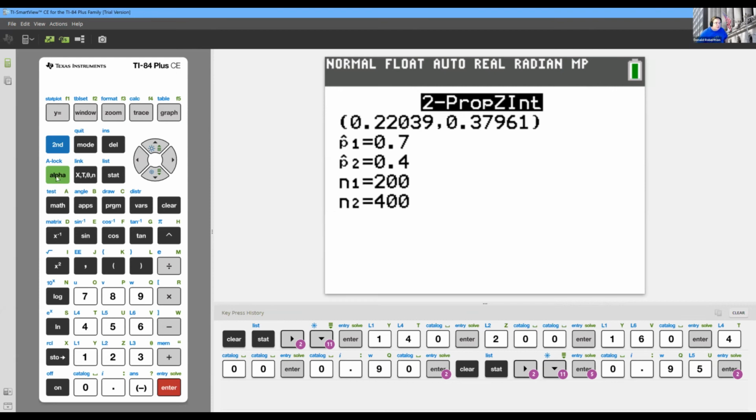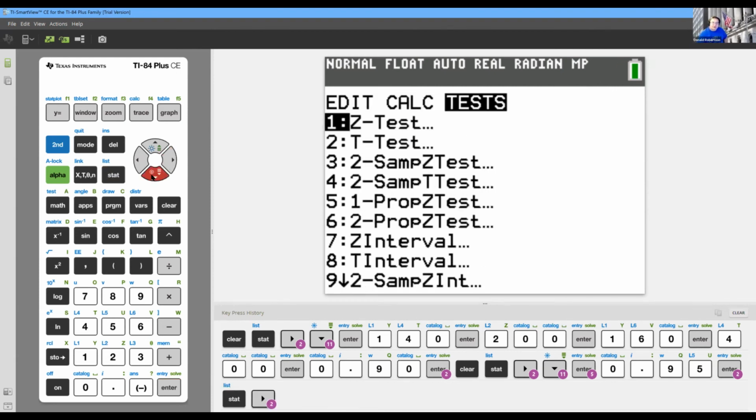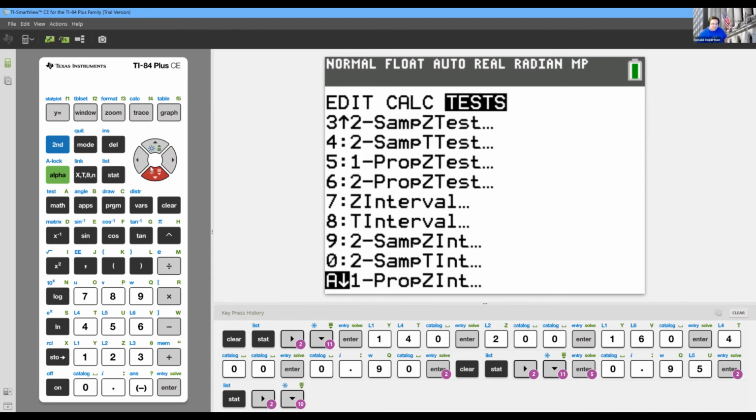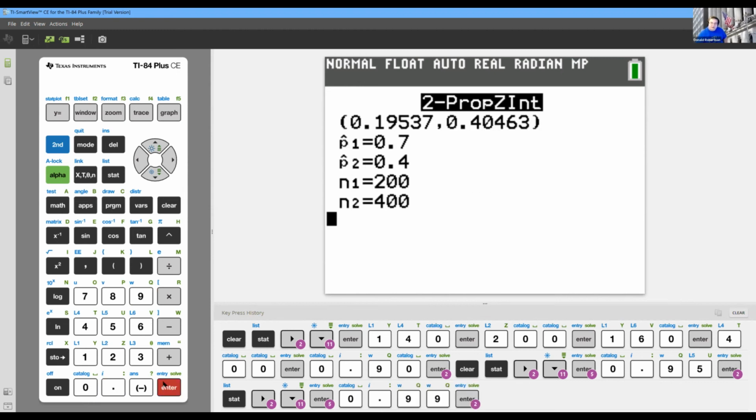And then I'm going in one last time, and I'm going to do a 99% one. And this time I get 0.20, 0.4, roughly.